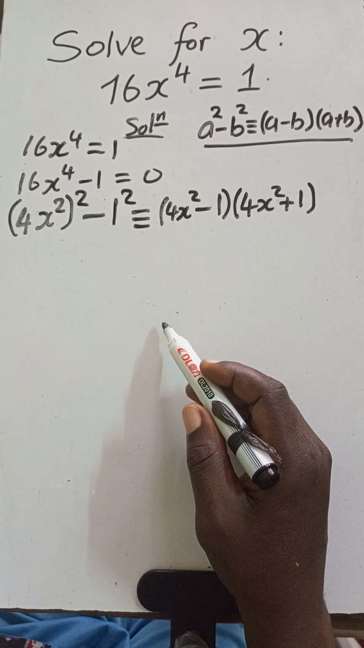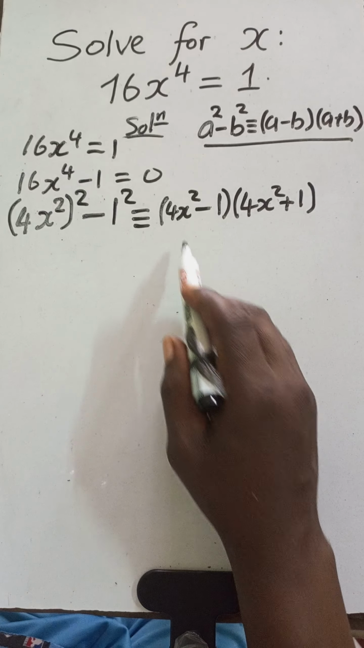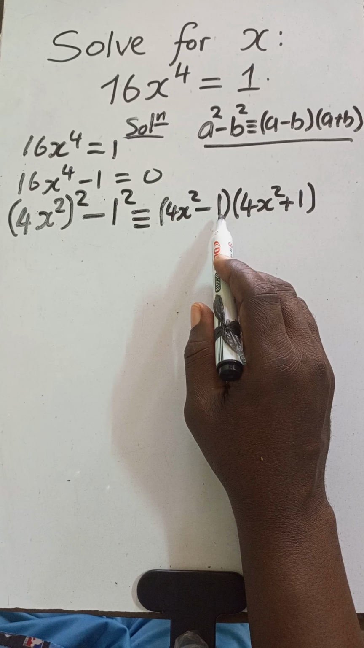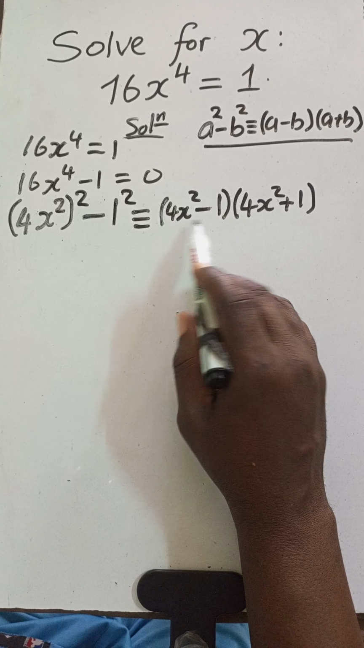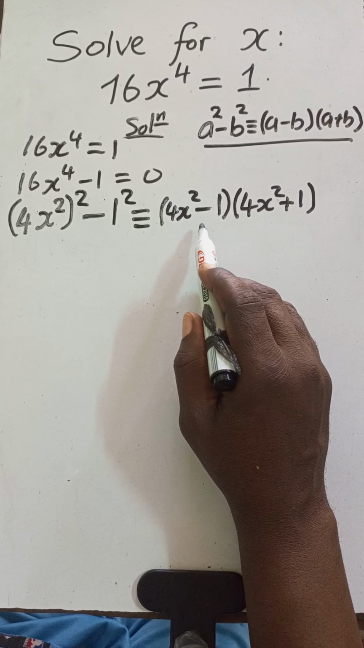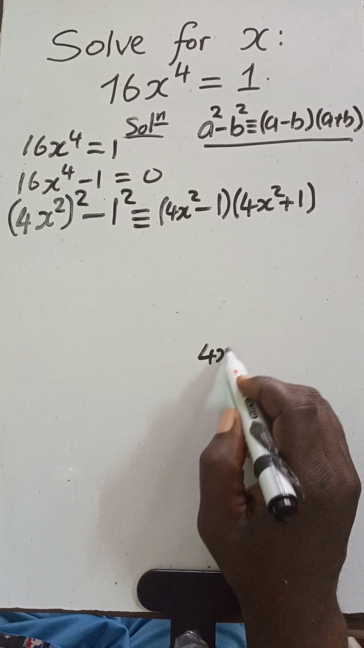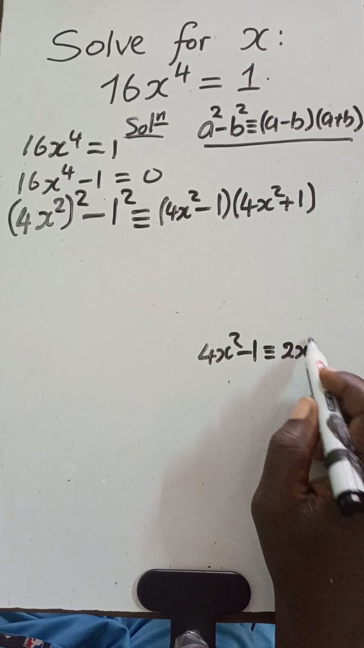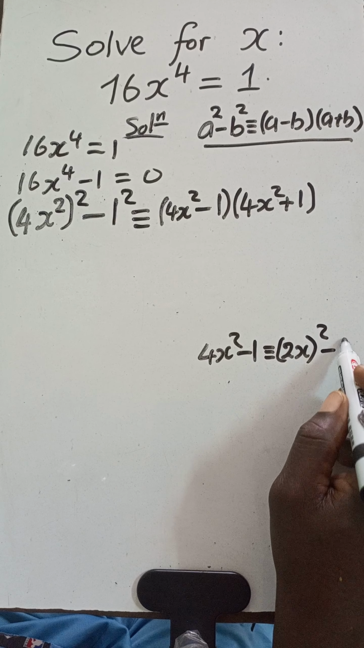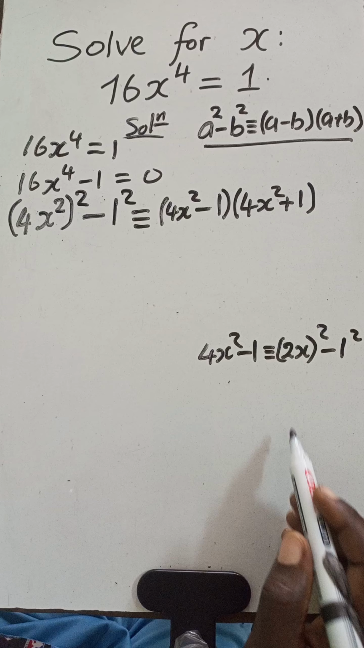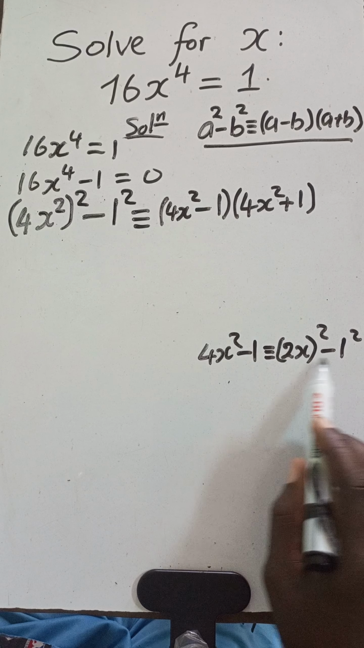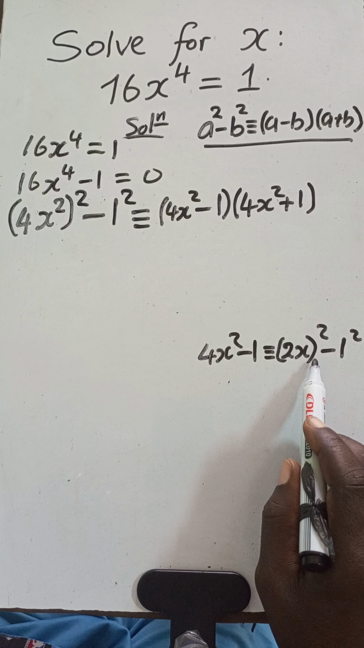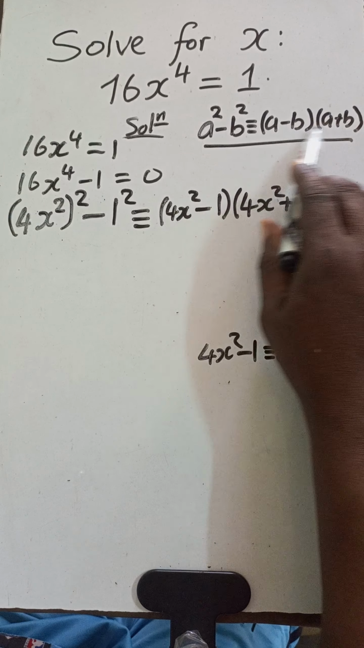Okay. Now again, looking at 4x squared minus 1, since we have been working and we already have that experience, we know that this is also a difference of 2 squares. 4x squared minus 1 is actually 2x all squared minus 1 squared. So we have written this as a difference of two squares.